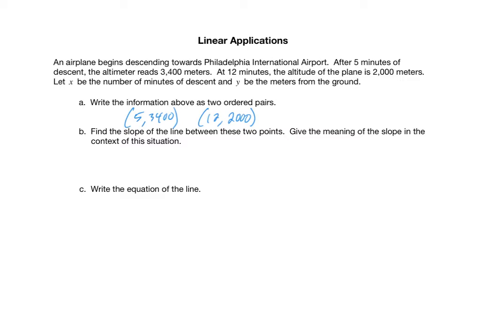We want to now find the slope of the line between these 2 points. Give the meaning of the slope in the context of this situation. We know that the slope is the change in the y values over the change in the x values. And to measure those changes, we can do y2 minus y1 over x2 minus x1. So we need to subtract the y values. Let's do 2,000 minus 3,400.